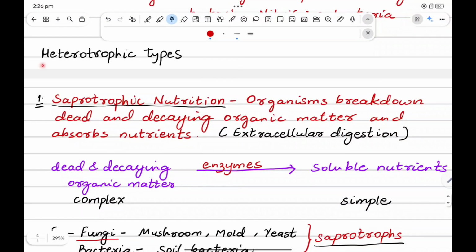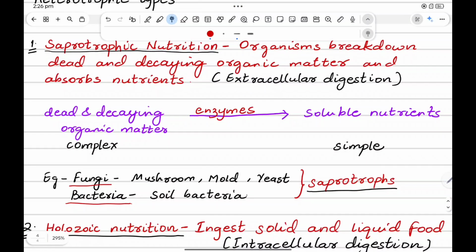Next we move on to different types of heterotrophic nutrition. Number 1, saprotrophic nutrition. Organisms here depend on dead and decaying organic matter to get their nutrients. This complex dead and decaying organic matter is broken down to simple soluble nutrients by these organisms using their enzymes.